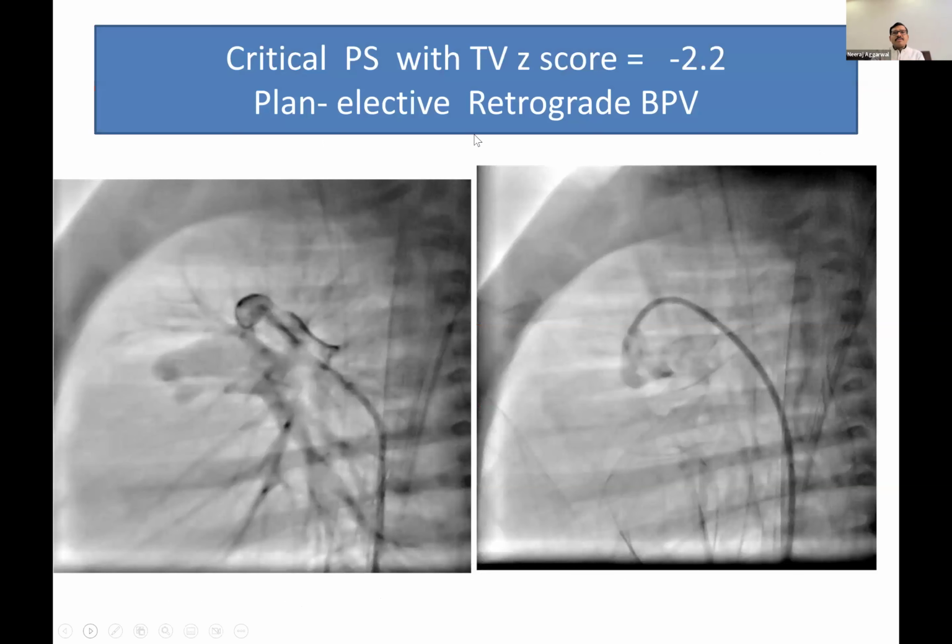This was our patient, a critical PS patient with a tricuspid Z-score of minus 2.2. So we thought, let us go for elective retrograde BPV. And see this PDA, the duct was like this. So we were trying to cross the PDA, but we could not cross. The route was too long for the wire to cross the PDA.